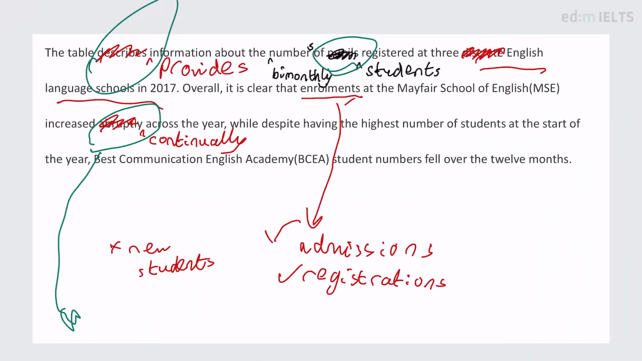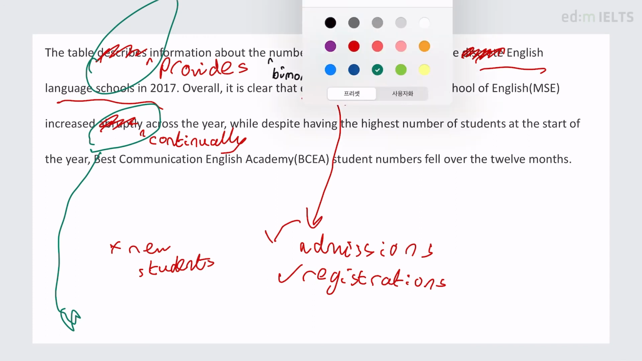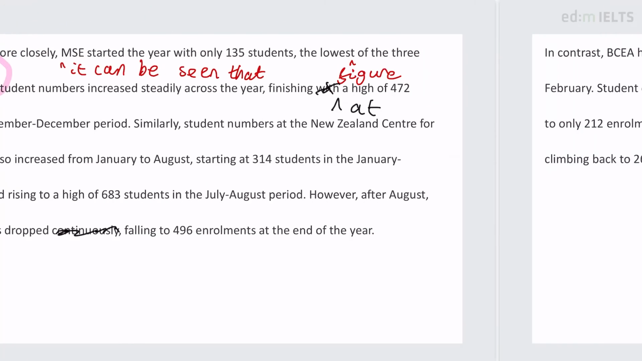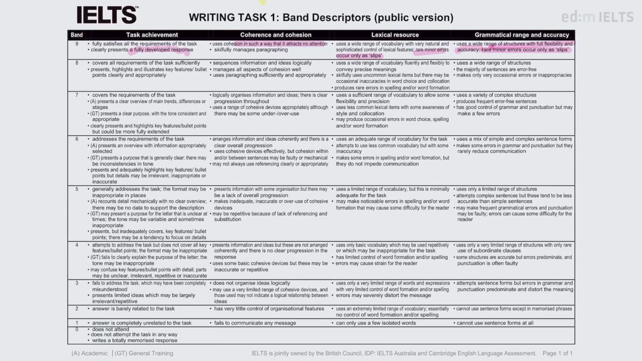Again, very small things like even punctuation. Like I would add a comma here to make it slightly better because of the way you say it. So overall, it's clear that enrolments at the Mayfair School of English increased continually across the year, while, despite having the highest number of students at the start of the year, Best Communication English Academy student numbers fell over the 12 months. So, excellent grammar. 8 is an excellent score, but I'm going to be a bit mean. I mean, 9 is the best of the best, and it's nearly 9, but it's not 9.